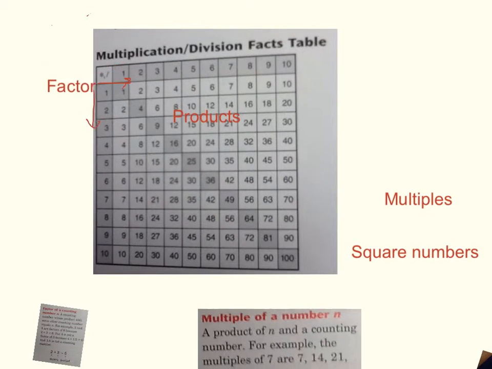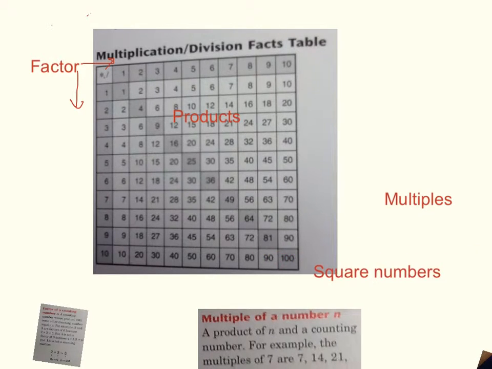Notice how some of these are shaded here and down that diagonal. This means they're square numbers. They're perfect squares because we have 1 times 1 equals 1, 2 times 2 equals 4, 3 times 3 equals 9. So any of these shaded in ones are the square numbers.